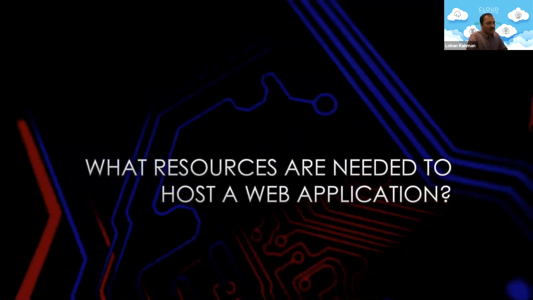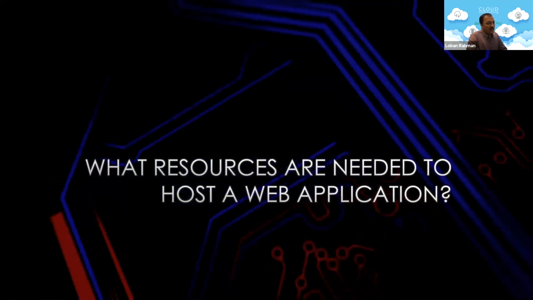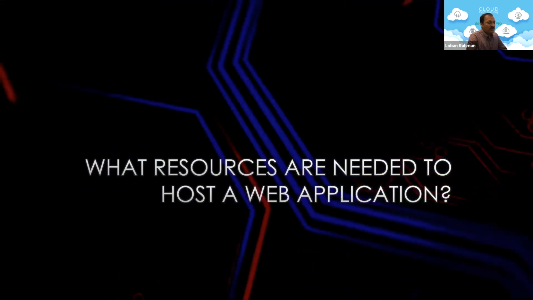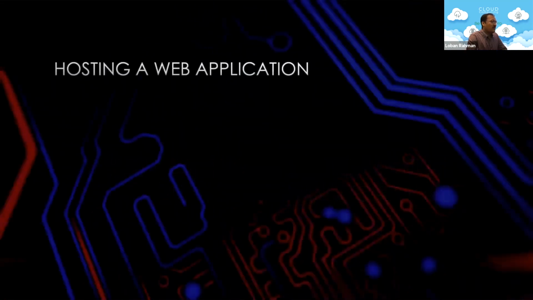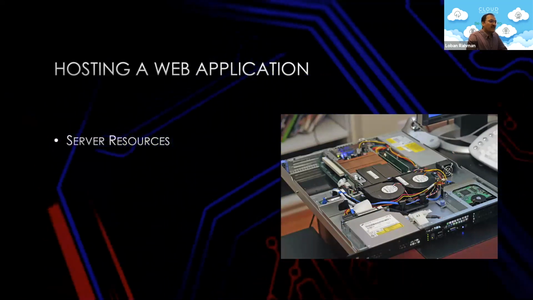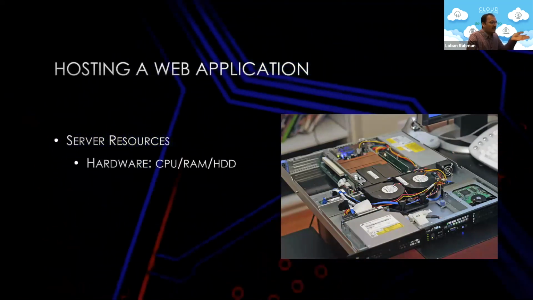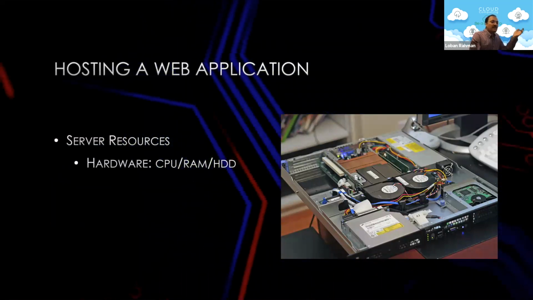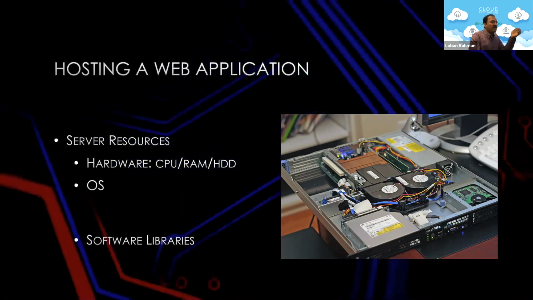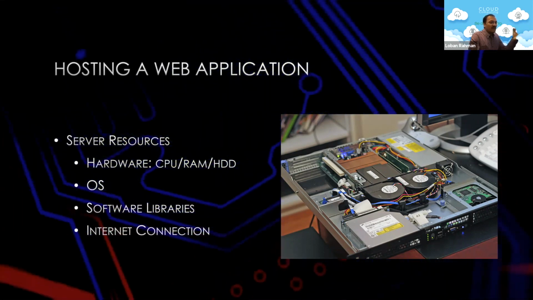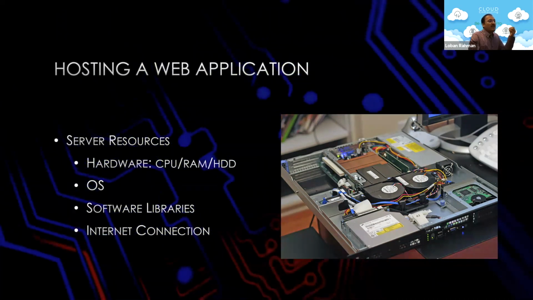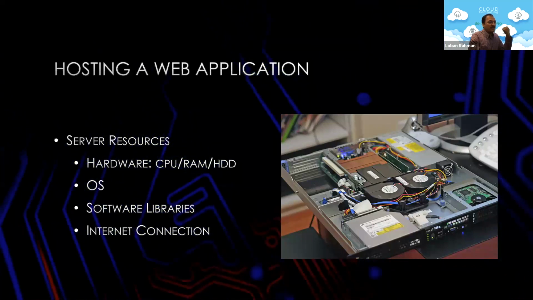All right. So traditionally, when we want to host a web application, what are the resources that we need? Let's go through them really quickly. First of all, we need some server resources. What does that mean? We have some hardware: CPU, RAM, hard disks, storage, basically the usual stuff. We need an operating system. We need some software libraries, and obviously we need an internet connection configured and set up such that people can access our application on this server.